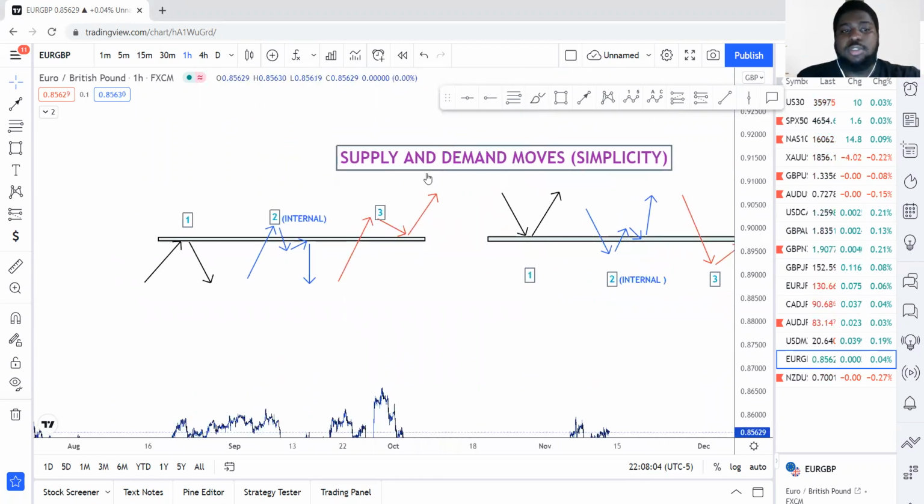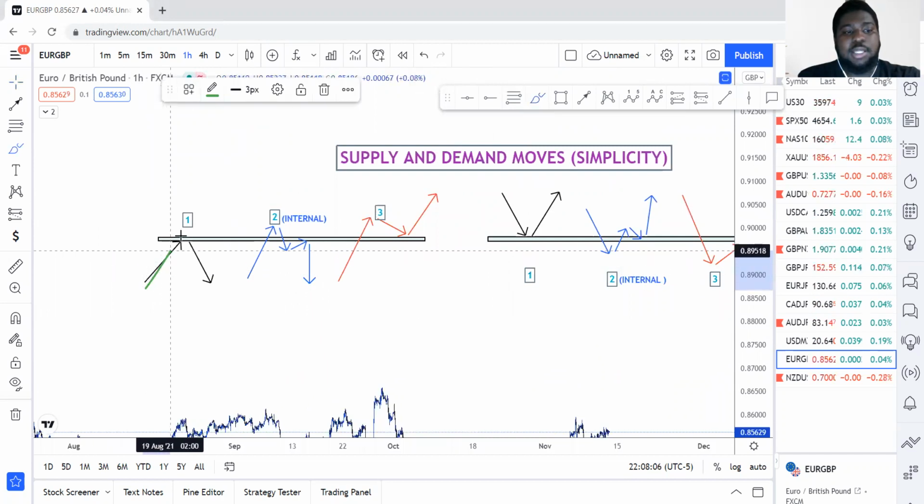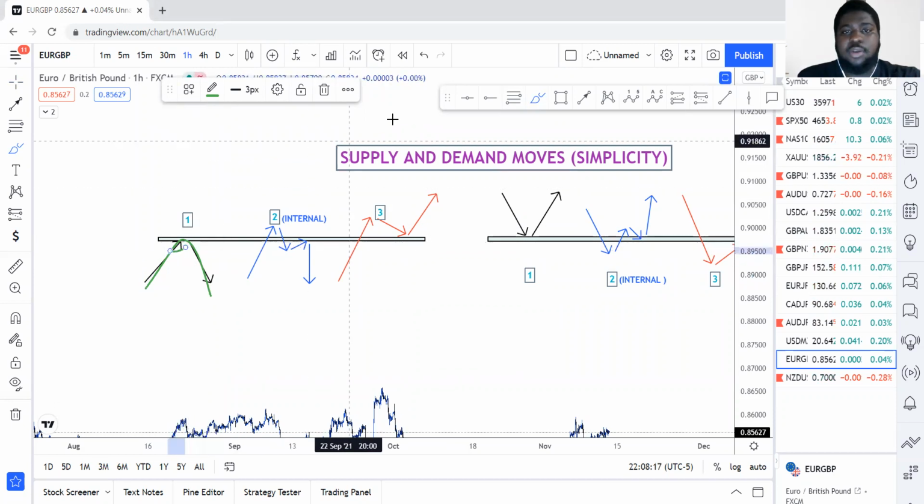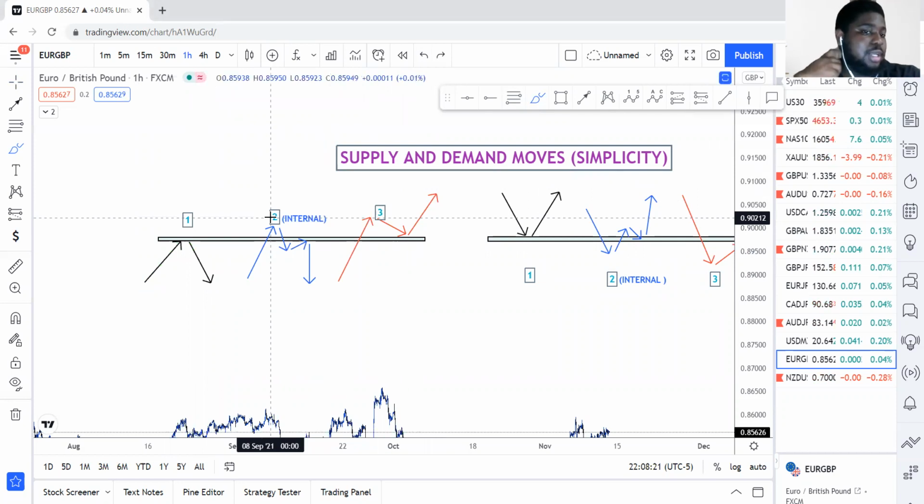So the first one, right? We're looking for price to hit that supply and demand and reject, right? And when off that rejection, we can look for a structure reversal within that area to enter in the market for a trade idea.